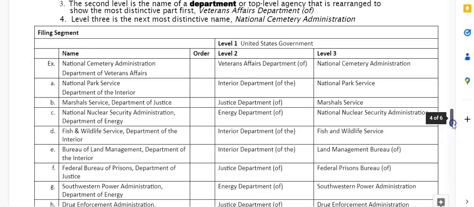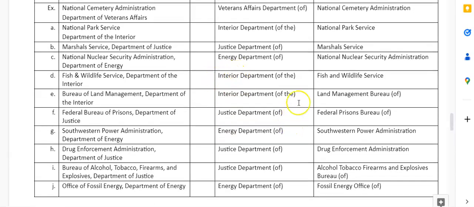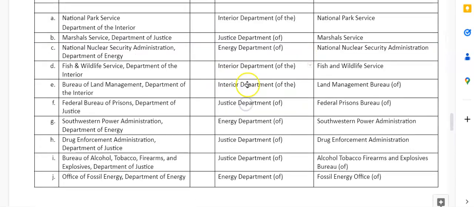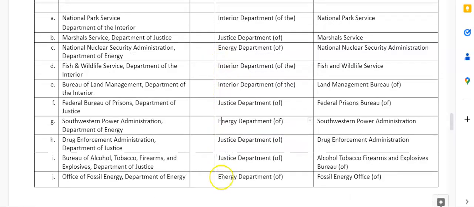So if we were to put all of these in order, the first level would be United States Government for all of them. So that means we'd have to look at level 2. I'm going to disregard the example just because that's an example, and I'm going to look at the first letter in each level 2. So I have an I, a J, an E here, another E, and finally another E. Because we have about 3 Energy, Department of, I then need to look at level 3.